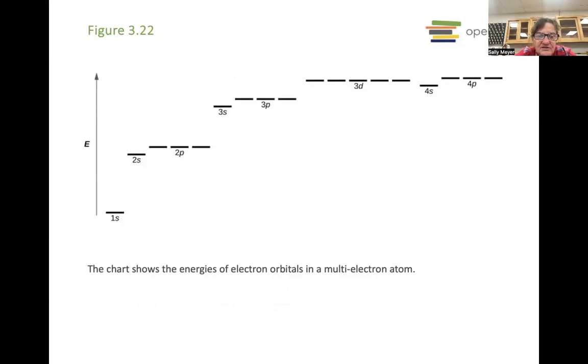So the 1s orbital is the lowest in energy. And then the next ledges you could sit on would be a 2s. It's a little bit lower in energy than the 2p, which all have the same energy. So energy's on the y-axis. Then you jump up 3s, 3ps, the 3ds, the 4s.